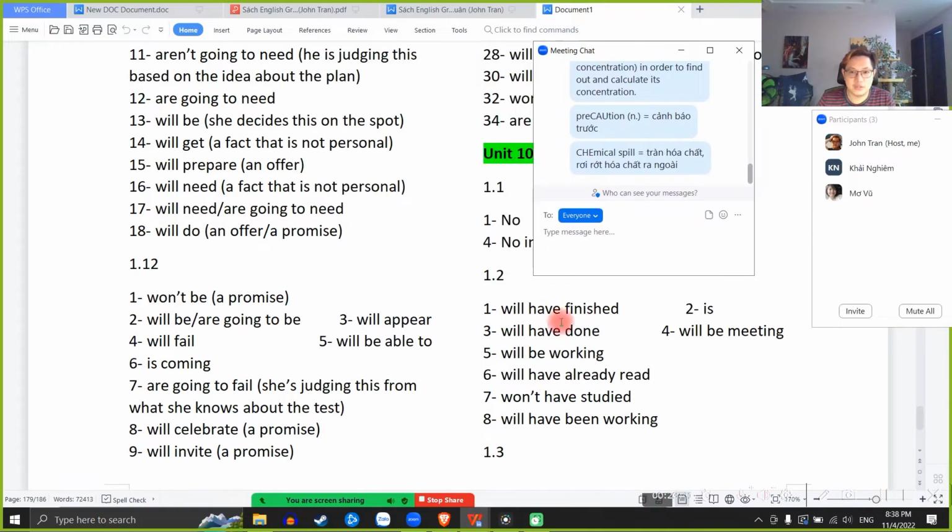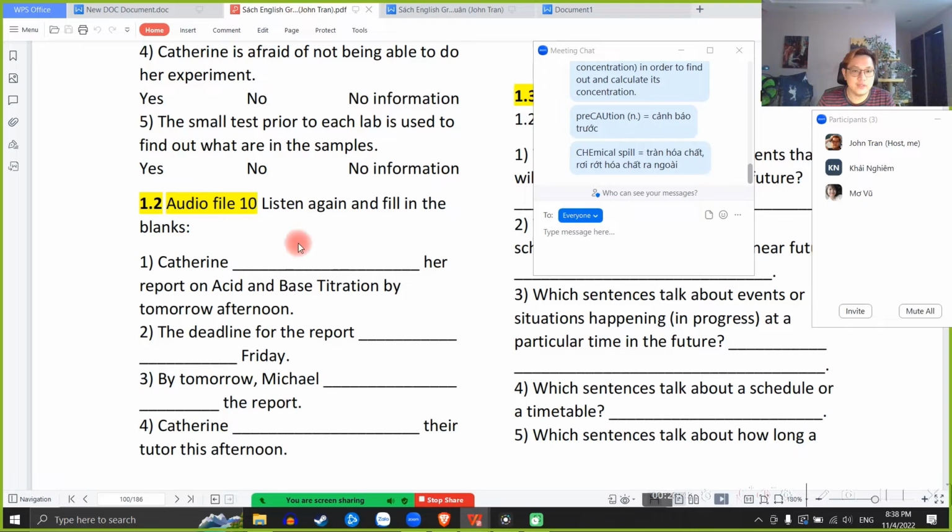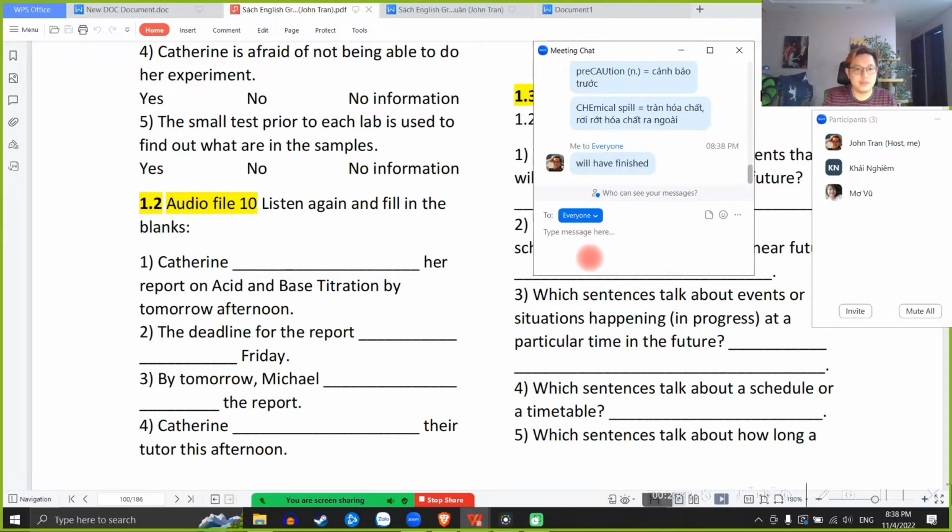Okay, so number one on 1.2, Catherine will have finished her report on acid and base titration by tomorrow afternoon. Will have finished.